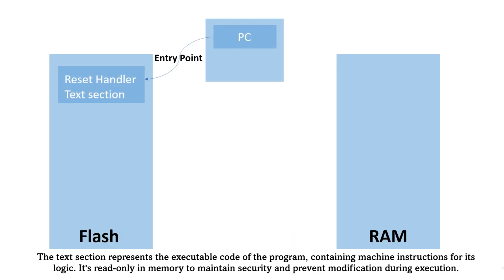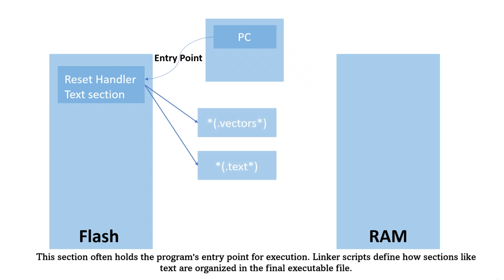The text section represents the executable code of the program, containing machine instructions for its logic. It's read-only in memory to maintain security and prevent modification during execution. This section often holds the program's entry point for execution. Linker scripts define how sections like text are organized in the final executable file.